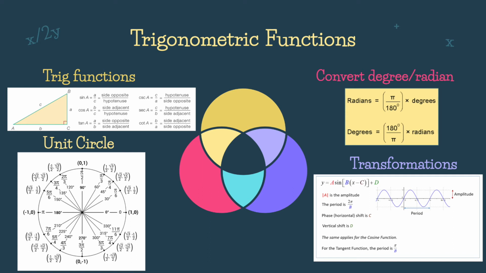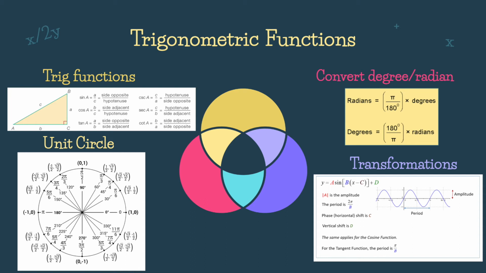Trigonometric functions are functions involving sine, cosine, and tangent, and their respective inverses cosecant, secant, and cotangent. The equations for these are as shown, along with the fundamental trigonometric identities. The unit circle, as shown, allows us to visualize the x and y, or cosine and sine values, for various angles. To convert degrees to radians, multiply degrees by pi radians over 180 degrees, and to convert radians to degrees, multiply radians by 180 degrees over pi radians.